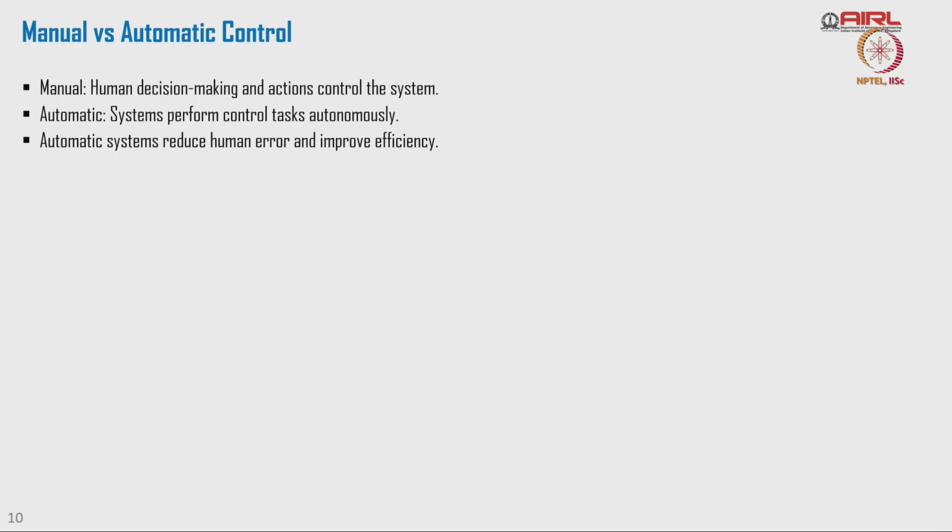Okay. Now, we differentiate between manual and automatic control. A manual control is dependent on human decision making and actions, but when it comes to automatic control, the system can by its own self perform tasks autonomously. So, it does not need any human intervention while performing some action or task. So, automatic systems or autonomous systems reduce human error and improve efficiency.